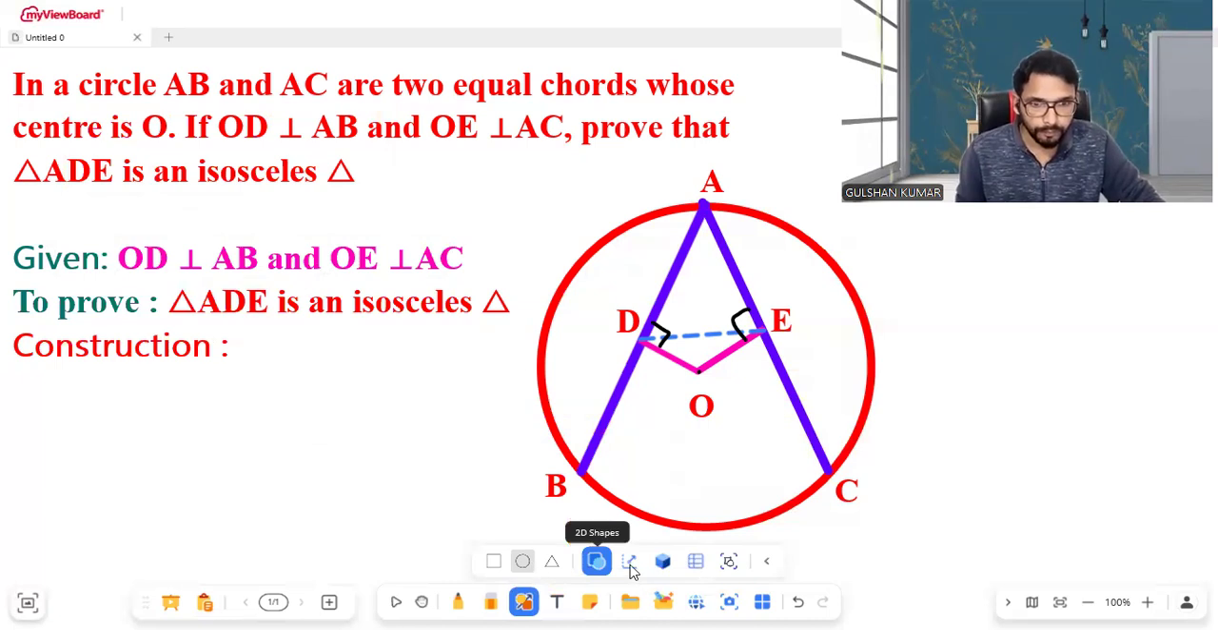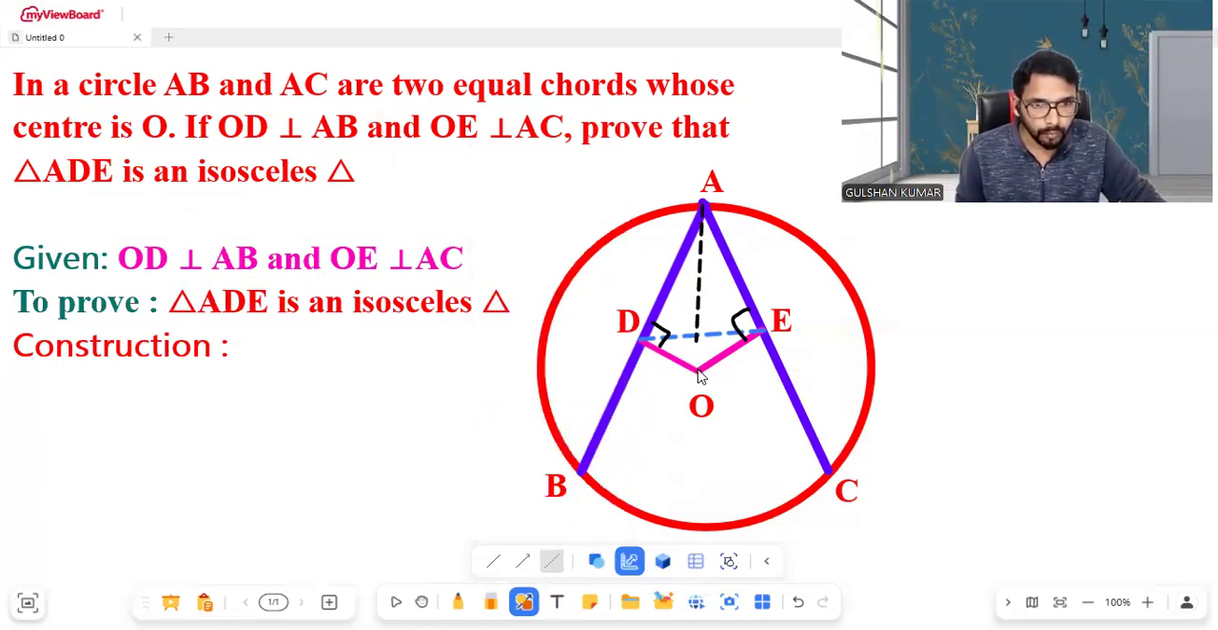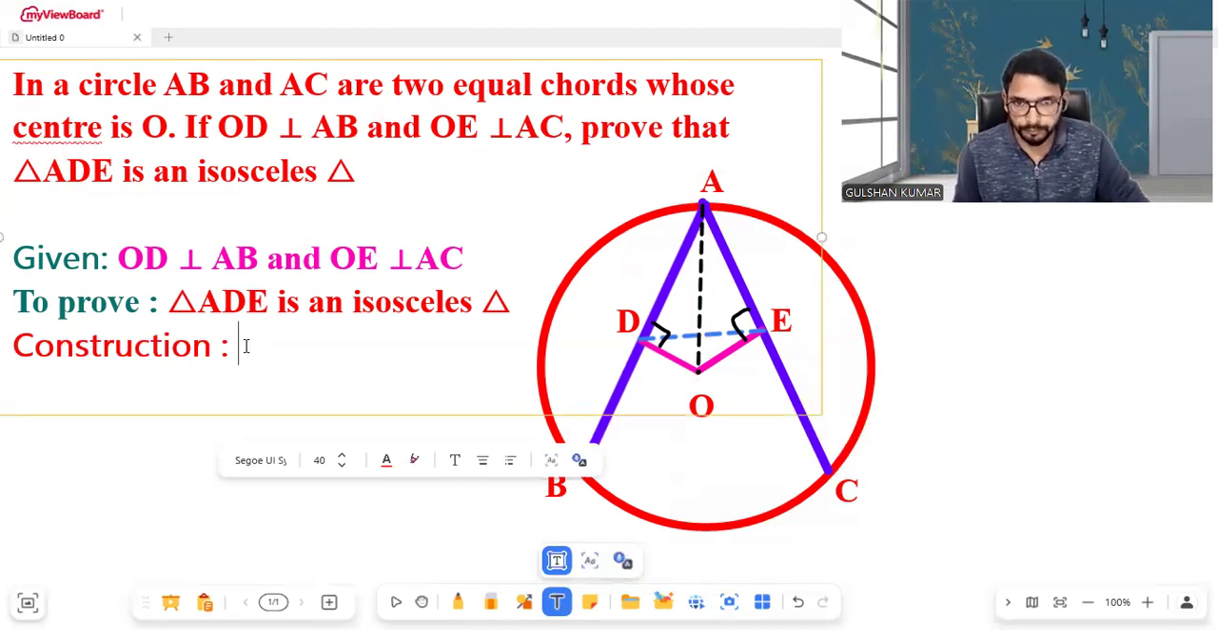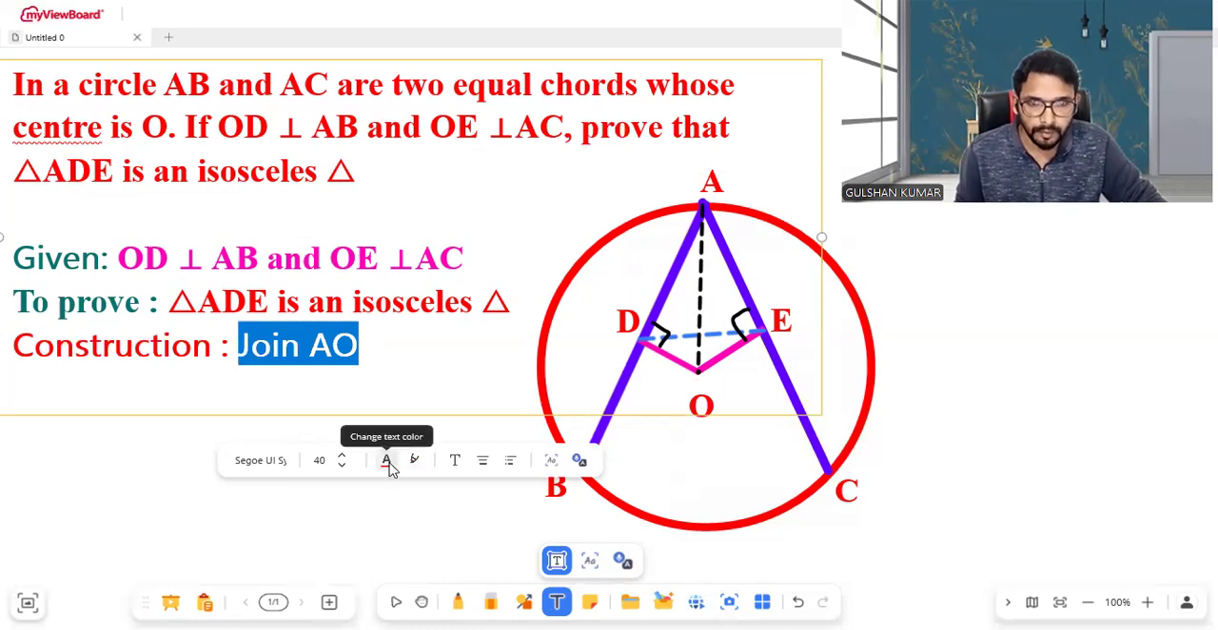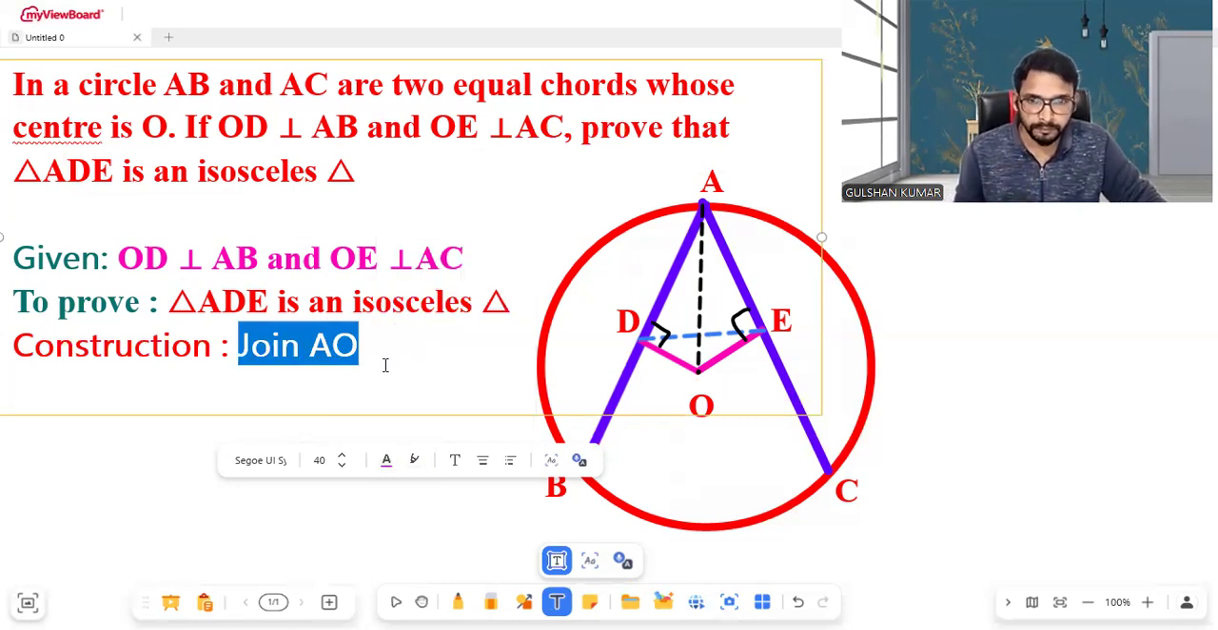Making a line from A to O, join A to O. Basically, we have joined AO so that we can easily understand what we are doing and what we are comparing here.